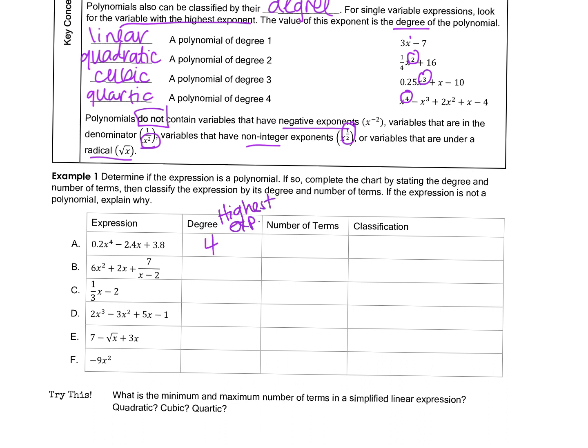That would be a 4, because notice we do have variables. We don't have any negative exponents, we don't have any fractions as exponents, and we don't have a variable in the denominator or a radical. The number of terms, notice there are 3 terms. So we classify it: the degree is 4, which is quartic, and there are 3 terms, which is a trinomial. So this is a quartic trinomial.